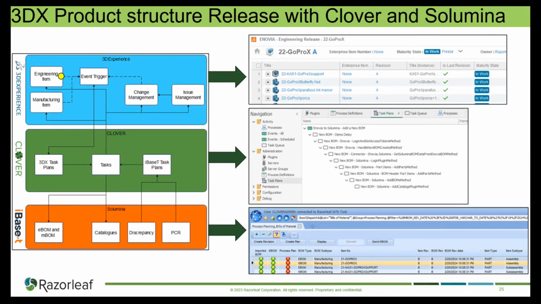Before we begin the demonstration, let's look at the interfaces and the flow of events. When the engineering item is released, an event trigger is instantiated in the 3D Experience platform. This event instantiates a task plan in Clover that has defined tasks to execute based on the release of an EBOM. The task plan will launch all predefined tasks and track the execution and status. The task plan is structured to get the EBOM items, derived output, and attribute information and create a new revised EBOM and NBOM in Solumina, as well as add derived output to the catalog items.